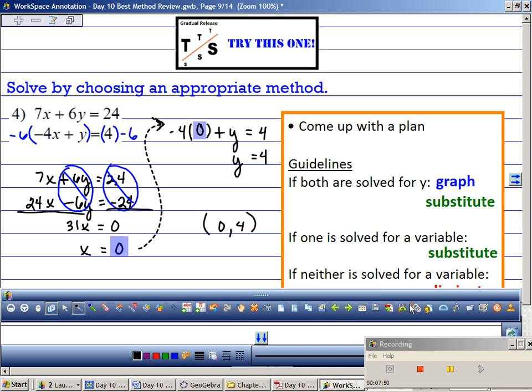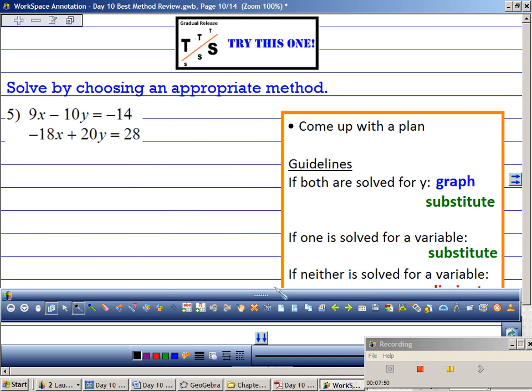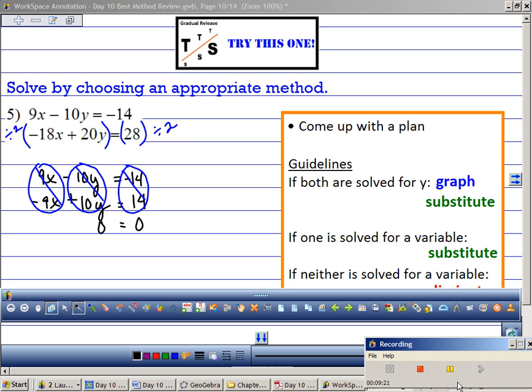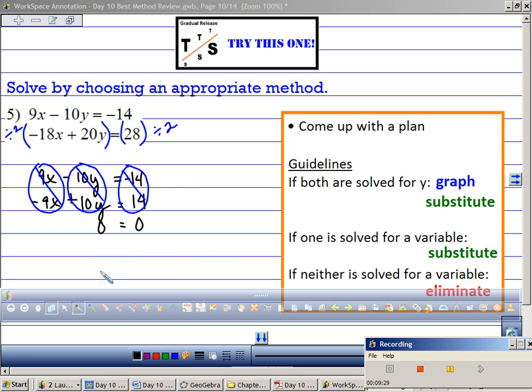No? Moving on? Okay, so there's 2 more to do. You guys do this one? Okay, so here's what I got. And from our previous discussion, if 0 equals 0, then what's my solution? Infinite. Infinite solutions.